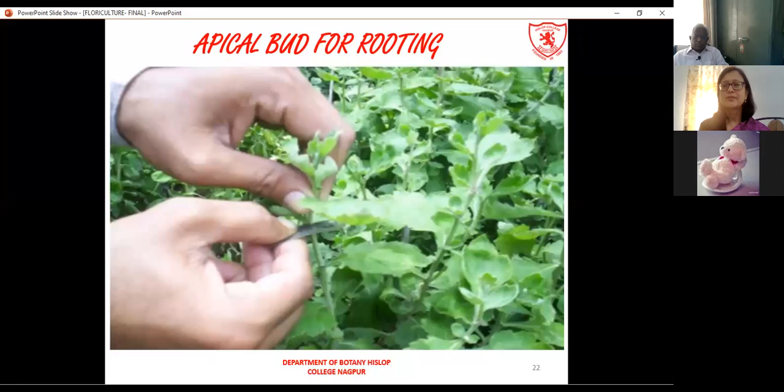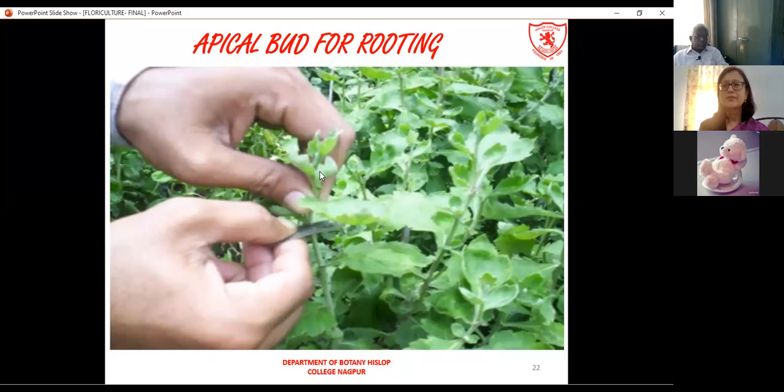And this rooting method of propagation, of multiplication, is the cheapest. It is very cheap. It requires very simple basic skills, and it requires limited manpower. And this is why we at Hislop have taken it up. Now, what happens, students? These young plants, they are the mother plants.